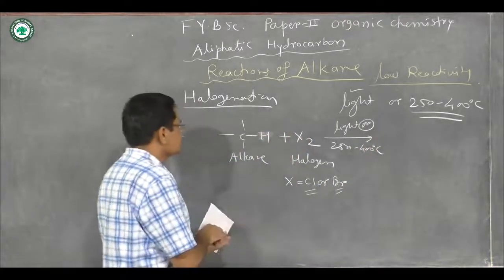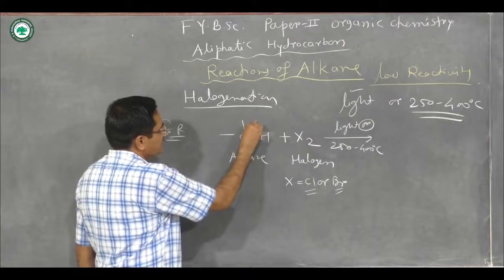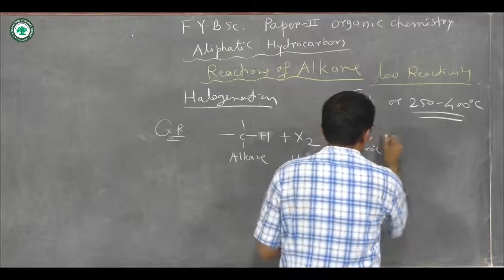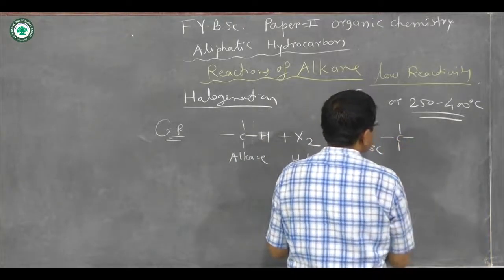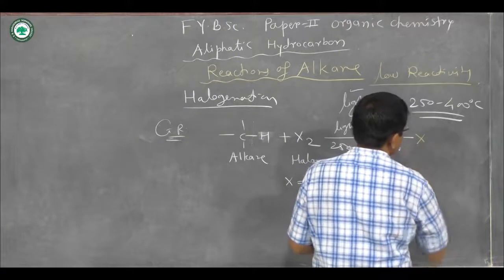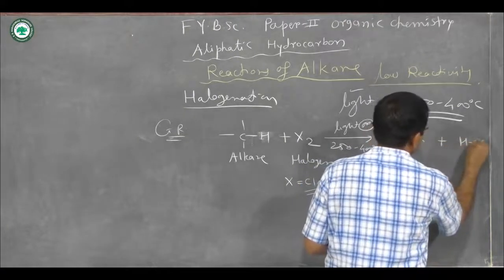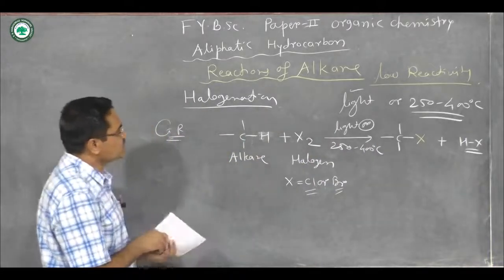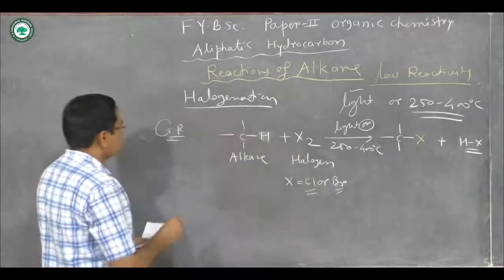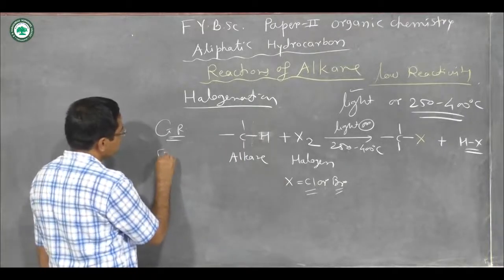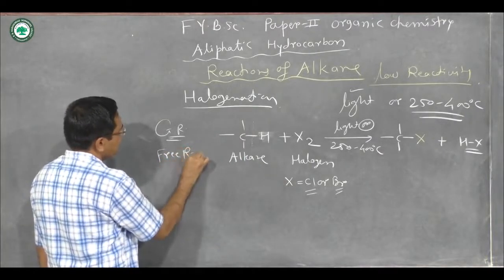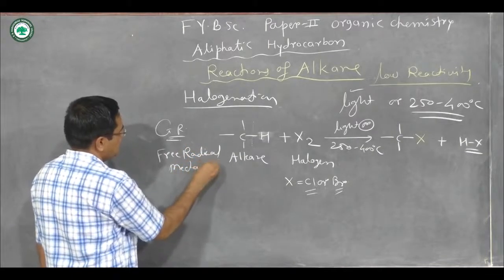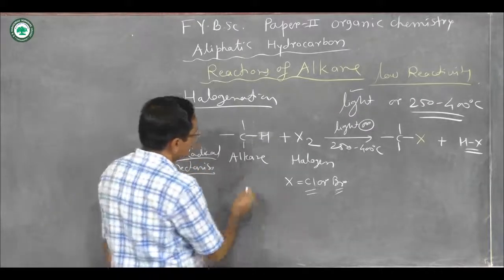What happens in this case? Here this bond is broken, and hydrogen is replaced by X, and the side product is HX. And here, when we consider light, the reaction takes place through a free radical mechanism. Free radical mechanism.